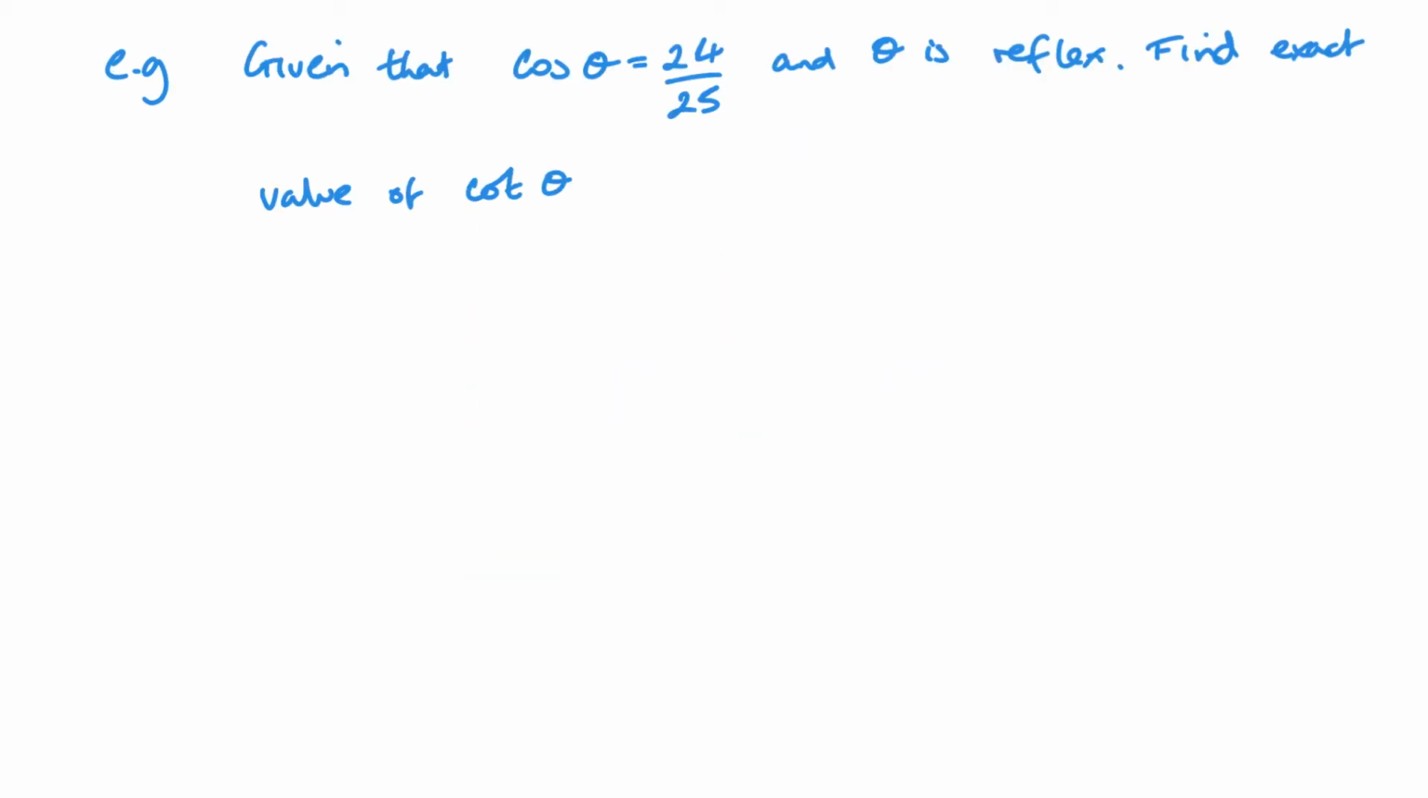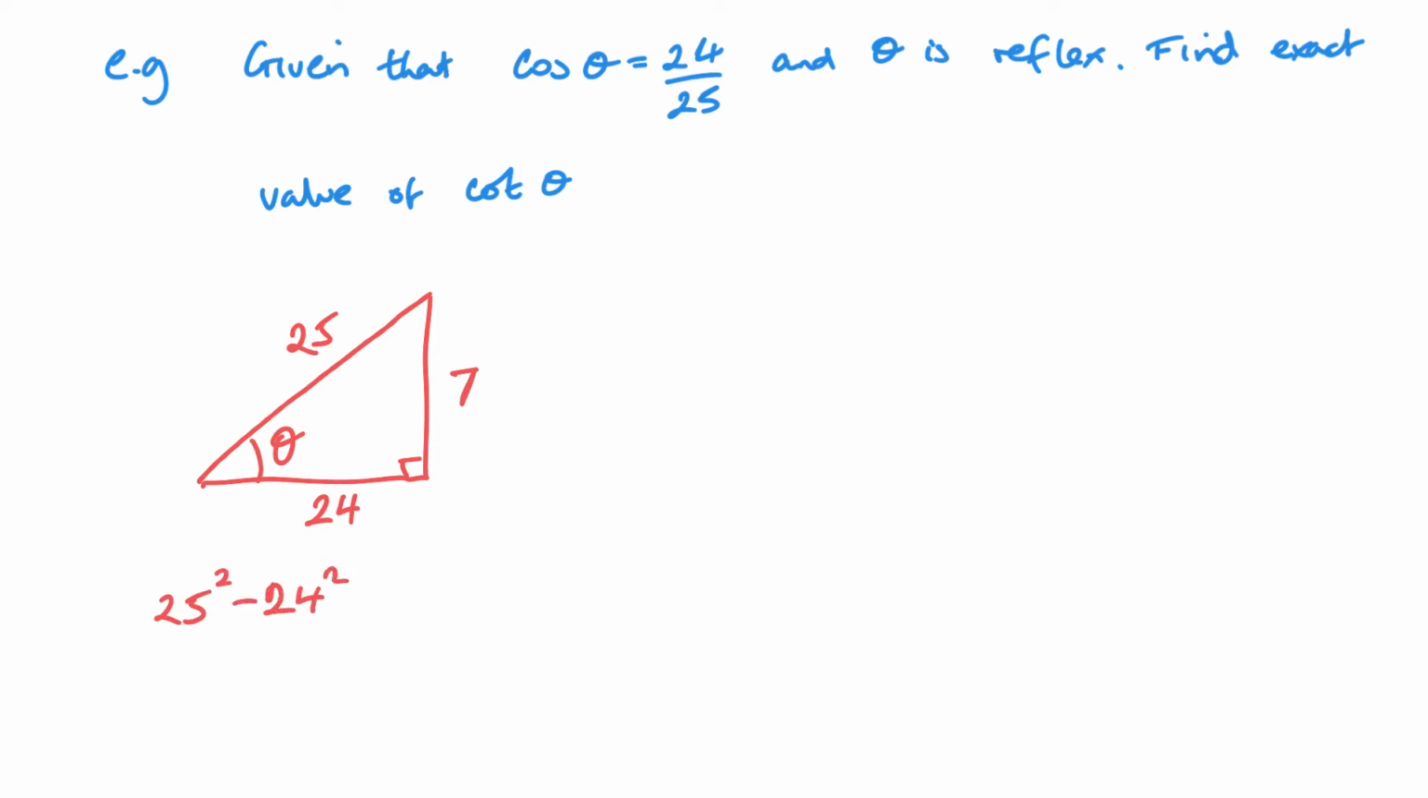Okay, now with this one, what I would do is start off by thinking of a simple right angle triangle. If this is theta, cos theta is adjacent over hypotenuse. And I need to find my missing side. If you recognize this Pythagorean triplet, you'll know that as 7. If not, you would want to do 25 squared minus 24 squared and then square root.